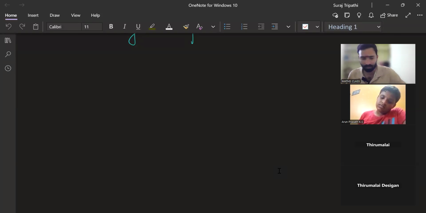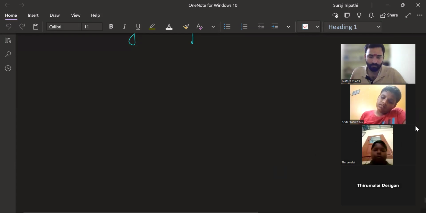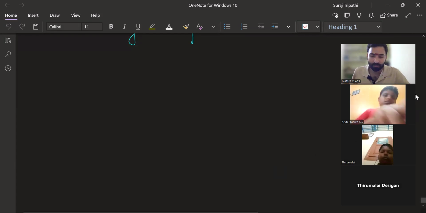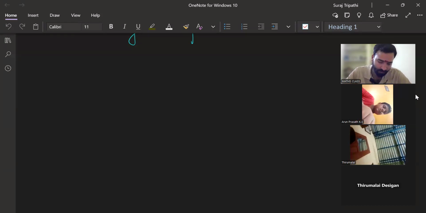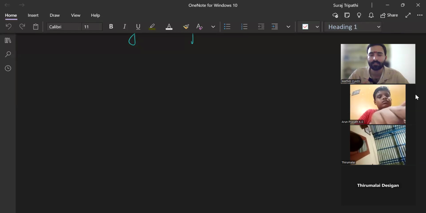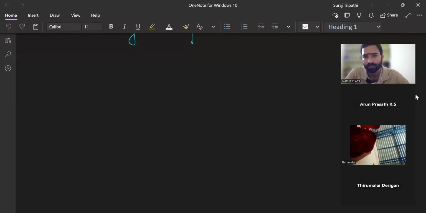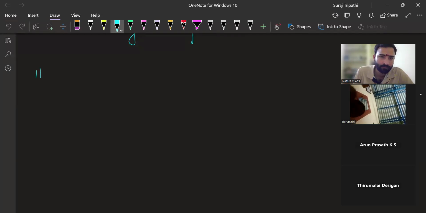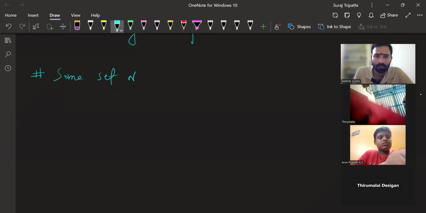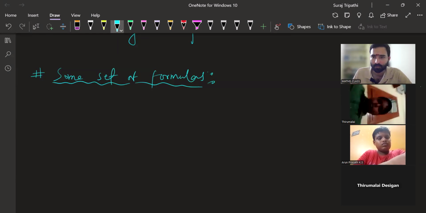Right, so today I will be discussing some graphs and some basic formulas for inverse trigonometric functions, which will be required to find the range and domain of any function, right? So here put the heading: some set of formulas, right?